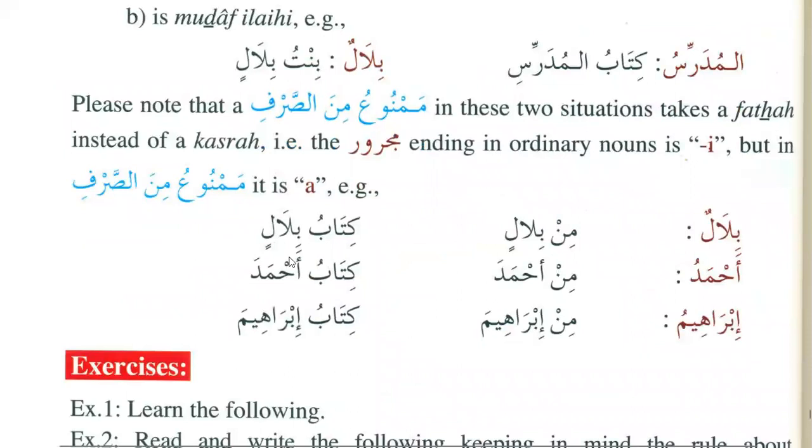So you see here, Bilalin is majrur, we are using kasra. Here Bilal is majrur because it is muzaf ilayhi. Here Bilal is majrur because of harf-e jar. We are using kasra with it. But in the case of mamnu min as-sarf, we are using fatha instead of kasra. So Ahmad is also majrur, but since it is mamnu min as-sarf, we are using fatha. Similarly, Ibrahim is also majrur here. Here Ibrahim is majrur because of harf-e jar min. And here Ibrahim is majrur because it is muzaf ilayhi. And we are using fatha instead of kasra because it is mamnu min as-sarf.